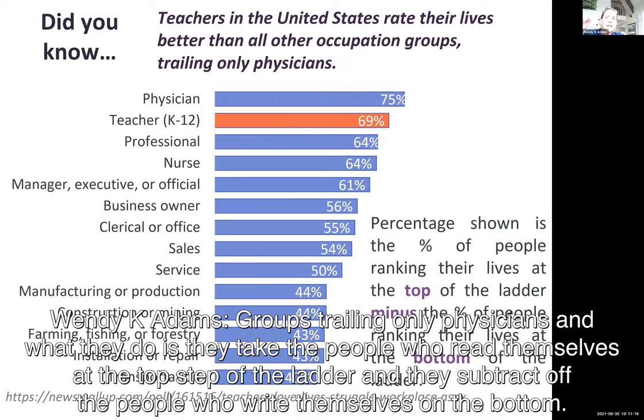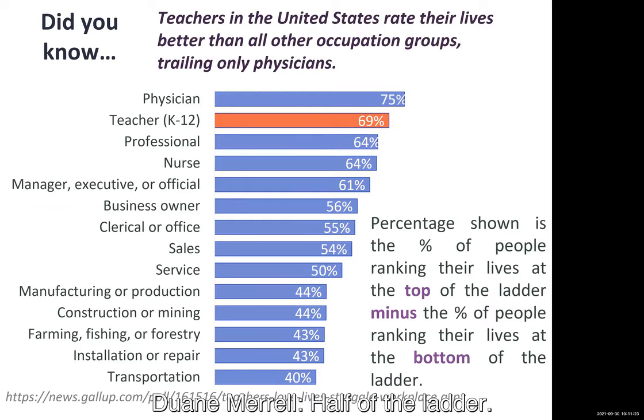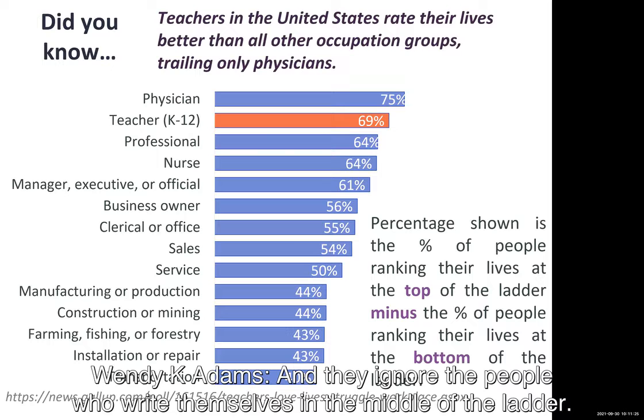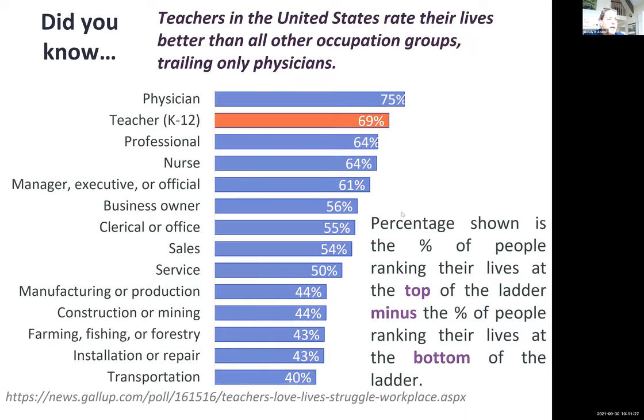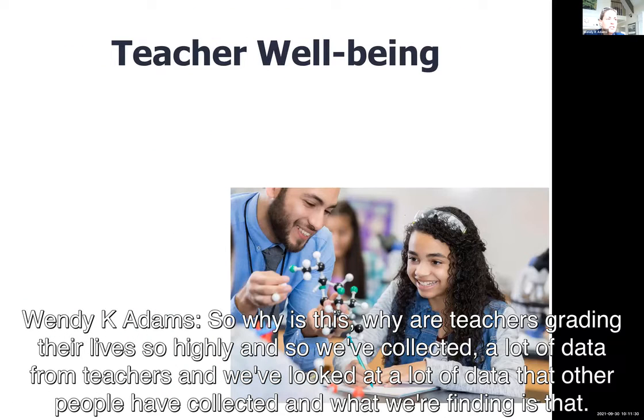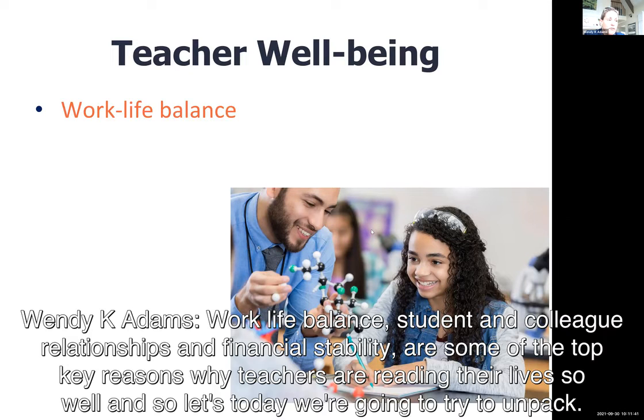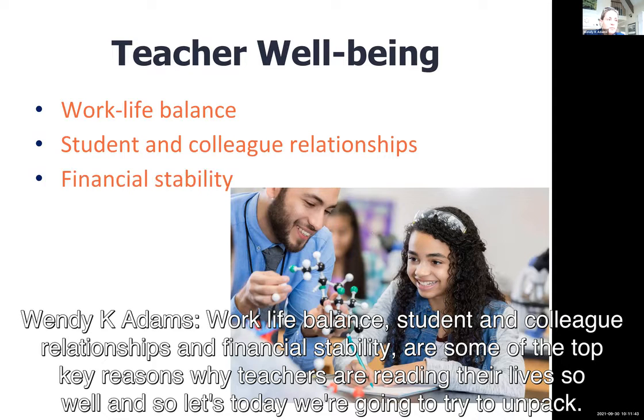And what they do is they take the people who rate themselves at the top step of the ladder, and they subtract off the people who rate themselves on the bottom half of the ladder, and they ignore the people who rate themselves in the middle of the ladder. So why is this? Why are teachers rating their lives so highly? We've collected a lot of data from teachers, and we've looked at a lot of data that other people have collected. And what we're finding is that work-life balance, student and colleague relationships, and financial stability are some of the top key reasons why teachers are rating their lives so well.